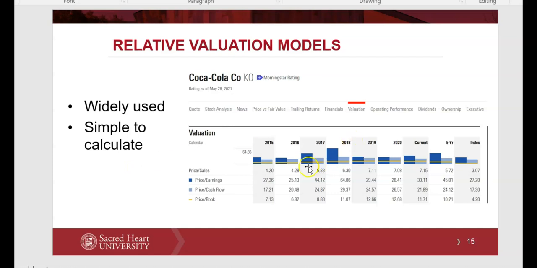So we see Morningstar's valuation metrics for Coca-Cola. We see price to sales, price to earnings, price to cash flow, and price to book. These are over time. These are the measures that we're going to look at for one point in time, just for the most recent fiscal year end 2020. And we're going to calculate Coca-Cola's in this video and then compare it to some of the same measures of some of its comparable companies.